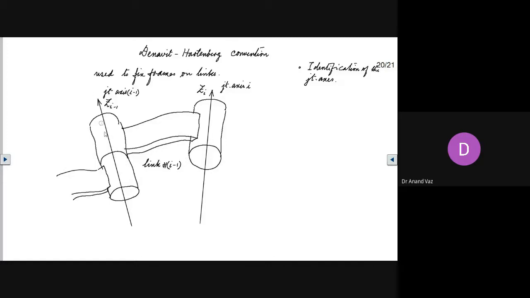Now, what is this joint axis? It is actually the axis about which the relative motion of these two links takes place. So here on this side, you have the link i minus 2. It is in contact with link i minus 1 at this joint. And as you can see, the relative motion between these two links appears to be a revolute motion, and it's taking place about this axis.